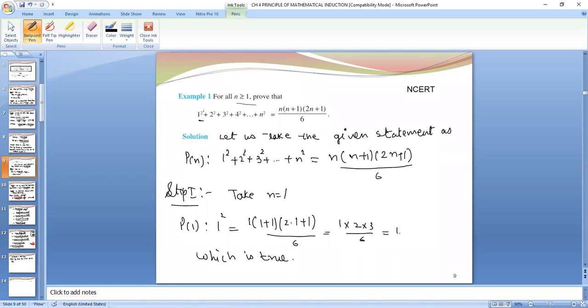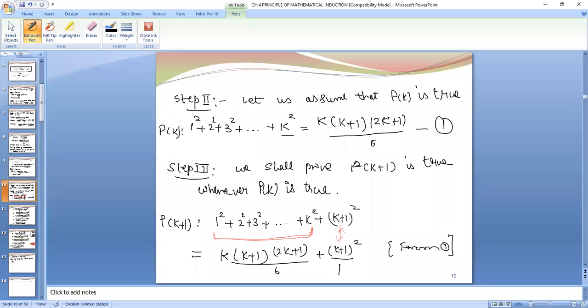When we are taking n is equals to 1, from the left we will be taking first term only, it will be 1 square, and on the right we will put n is equals to 1. So it will be 1 into 1 plus 1, 2 into 1 plus 1 upon 6. We will solve the right hand side. It will be 1 into 1 plus 1, 2, 2 plus 1, 3 upon 6. 3 into 2, 6, 6 upon 6, 1. So 1 square is equals to 1, which is true. So the result is true for n is equals to 1.